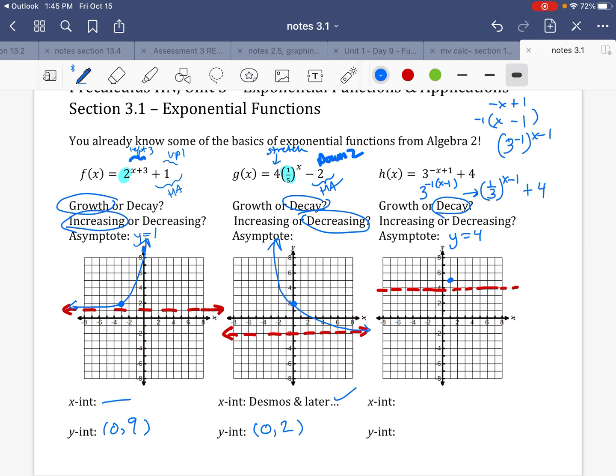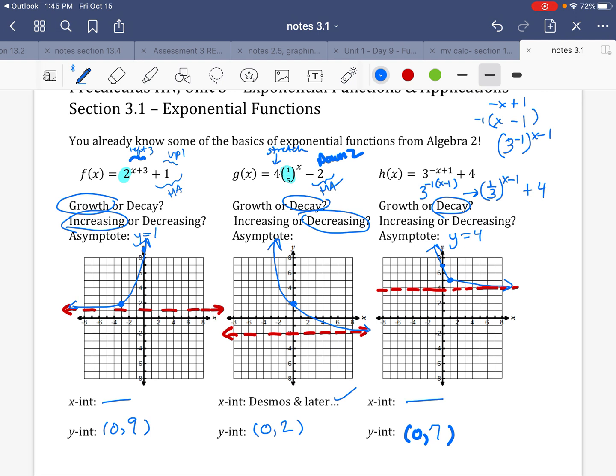All right, and let's find our y-intercept. If I plug in 0 for x, I get 1/3 to the negative 1 and then plus 4. Well, 1/3 to the negative 1 flips over to 3, and then plus 4, so that would be 7. So this is a 7. So 0, 7 is right there, and then I can clearly do my decaying. It doesn't have an x-intercept, so great.